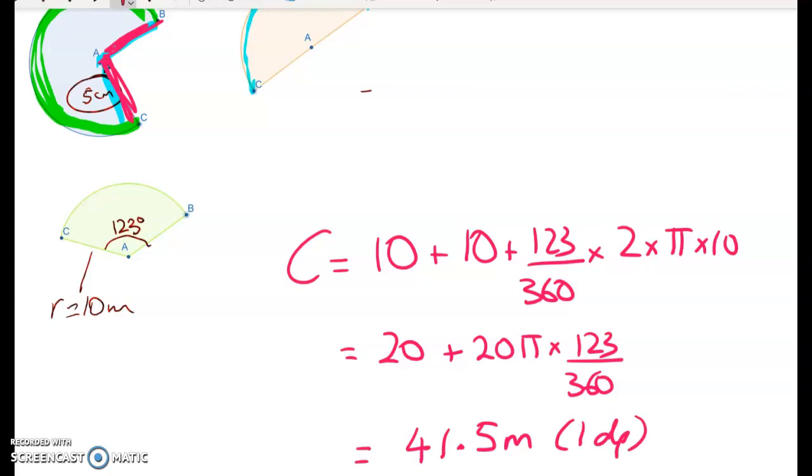Let's see if that's about right. Well, we've got 20 here, and we know in my head roughly that 20 times pi is around 60 something. Okay, and then it's about a third of that. So it looks like it's going to be 20 plus a little bit more than 60 times a third. So that answer looks spot on.